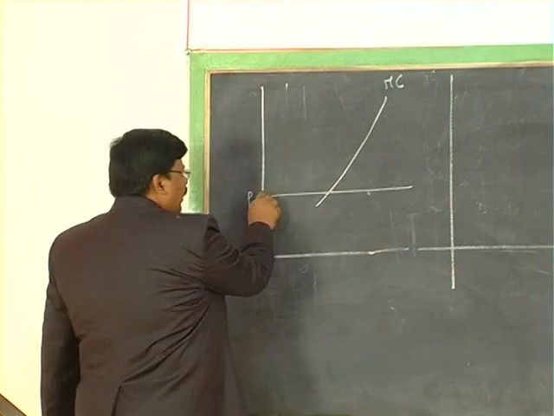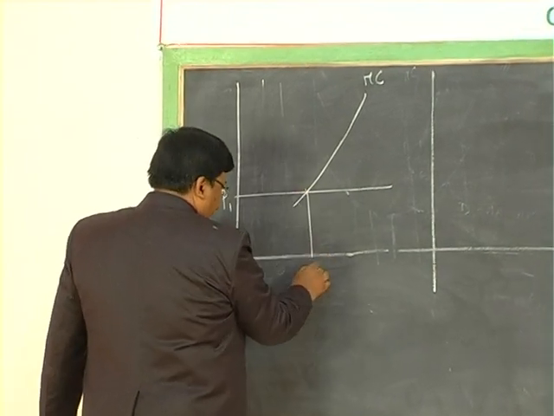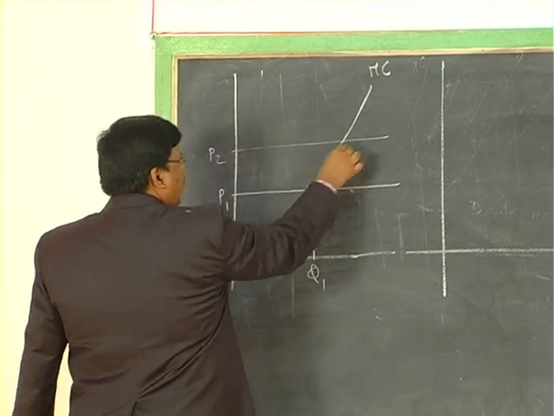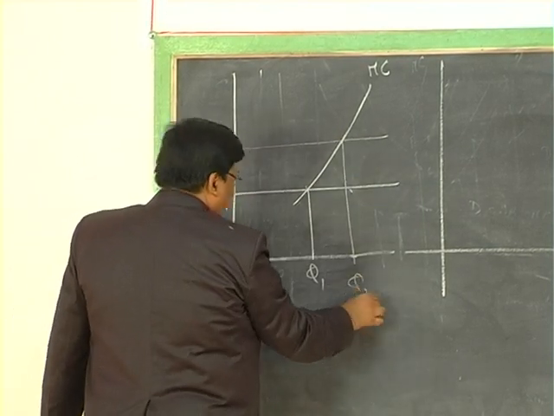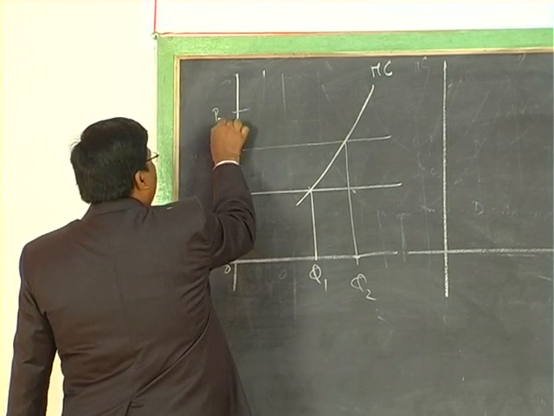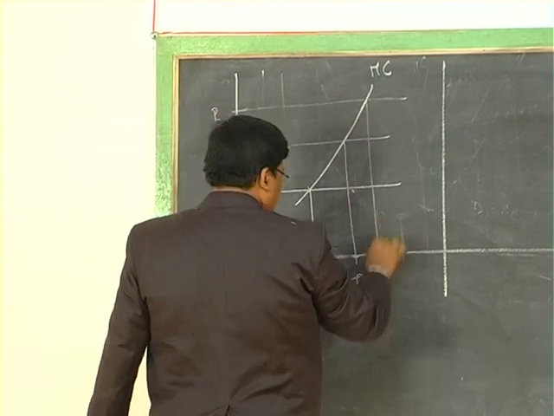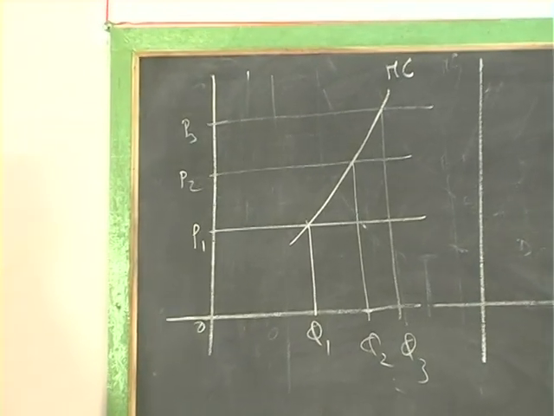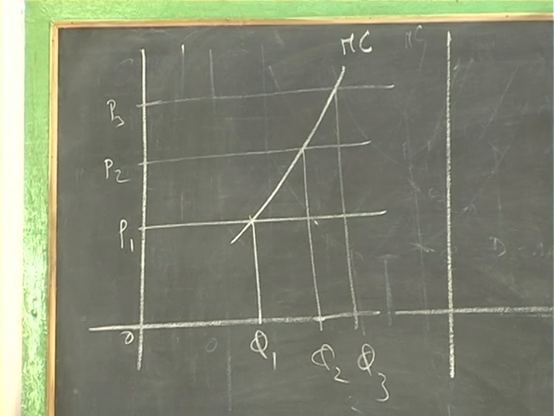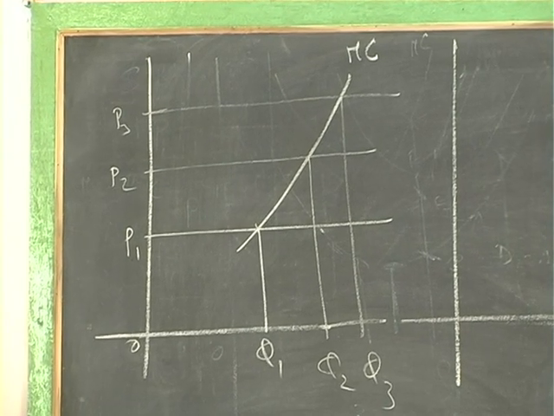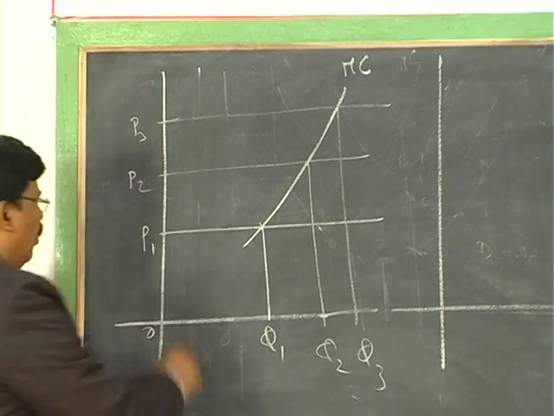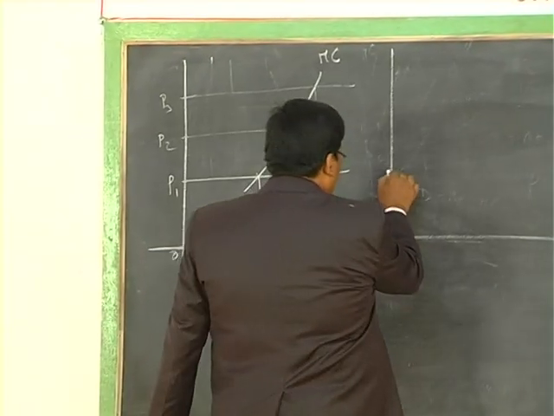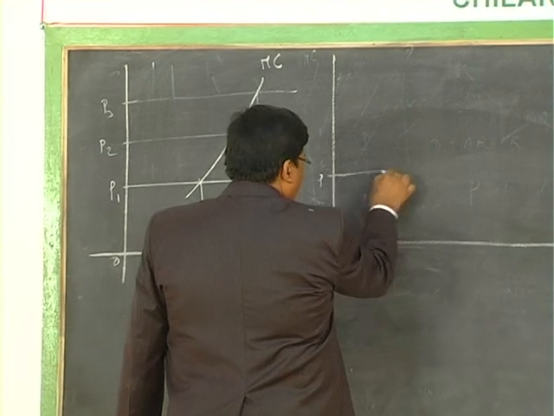Suppose this is OP1, equilibrium quantity is OQ1. If price is OP2, equilibrium quantity is OQ2. Similarly, if price is OP3, equilibrium quantity is OQ3. Now we have the information required for deriving the short-run supply curve of a firm. So at OP1, OQ1 quantity is the equilibrium quantity. In the next diagram, you draw OP1 price and OQ1 quantity.